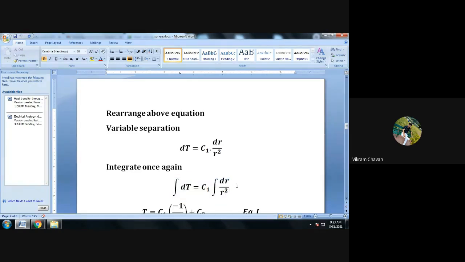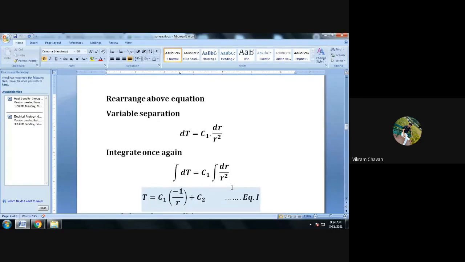Getting everyone? Is there any doubt, any question? Integration of 1 upon x square. Simply, integration of 1 upon x square is integration of x raised to minus 2. So integration of x raised to minus 2 is x raised to minus 2 plus 1, whole divided by minus 2 plus 1. So it will become minus 1 upon x. Okay. So in a similar fashion, we have to integrate this equation.